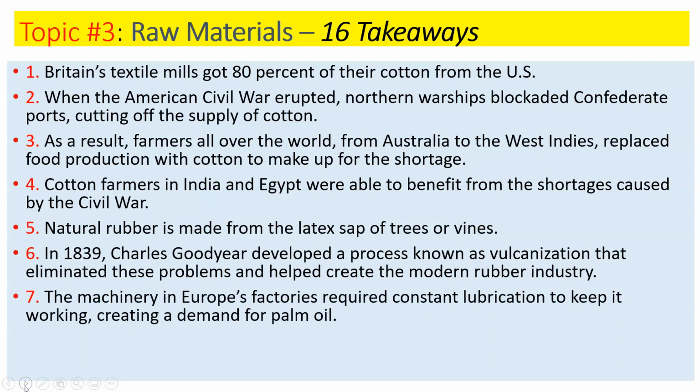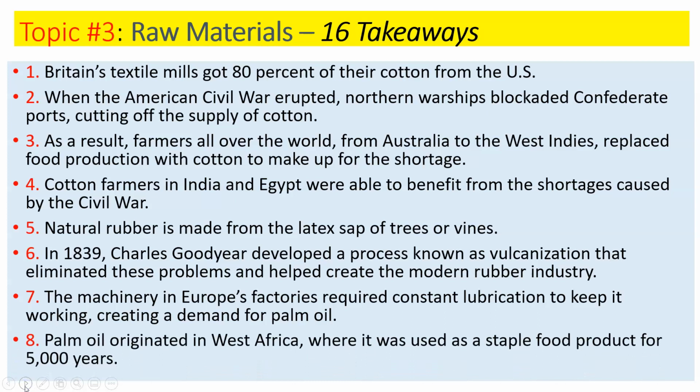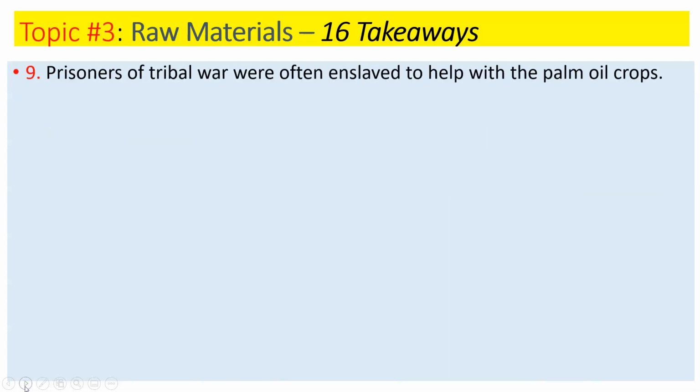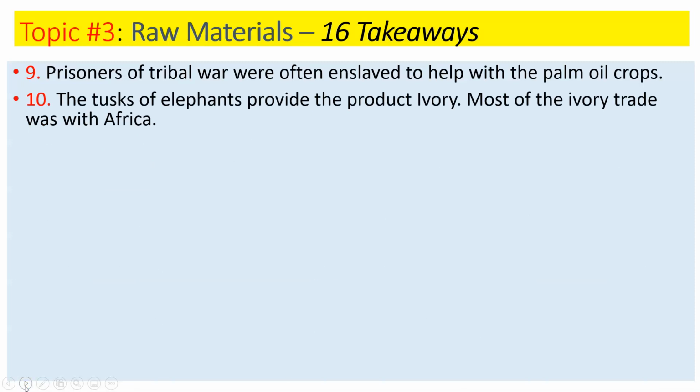modern rubber industry. Number 7, the machinery in Europe's factories required constant lubrication to keep it working, creating a demand for palm oil. Palm oil originated in West Africa, where it was used as a staple food product for 5,000 years. Number 9, prisoners of tribal war were often enslaved to help with the palm oil crops.